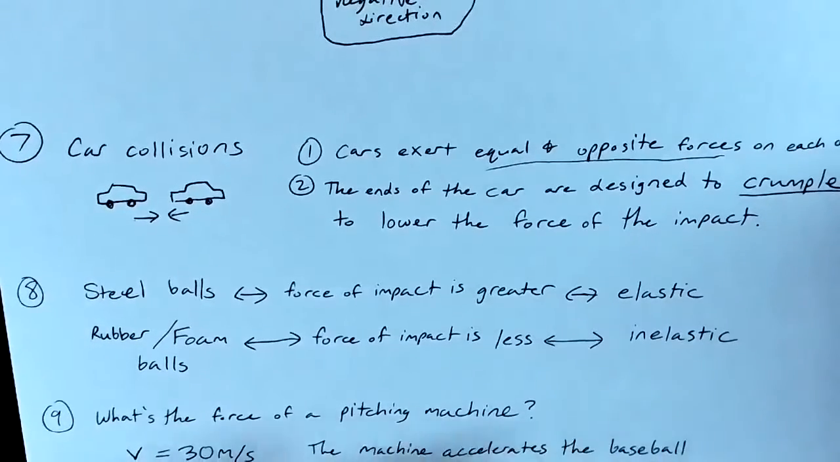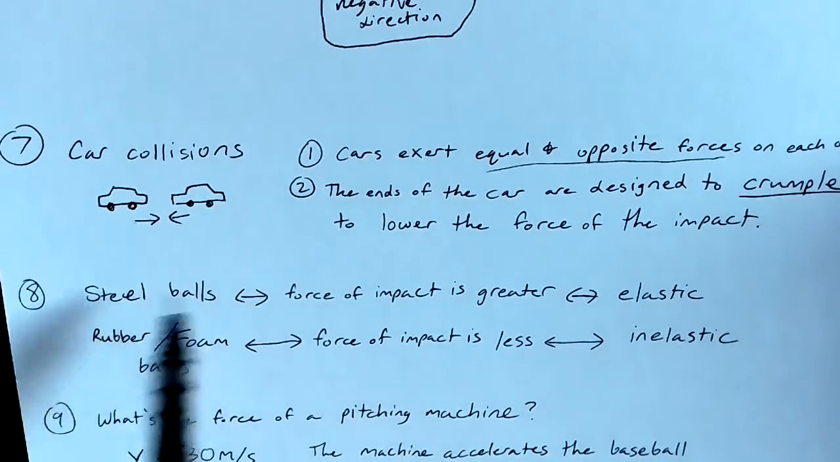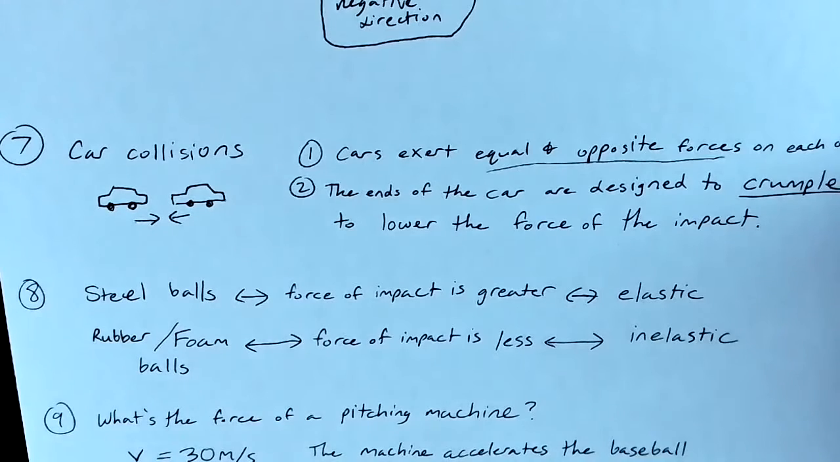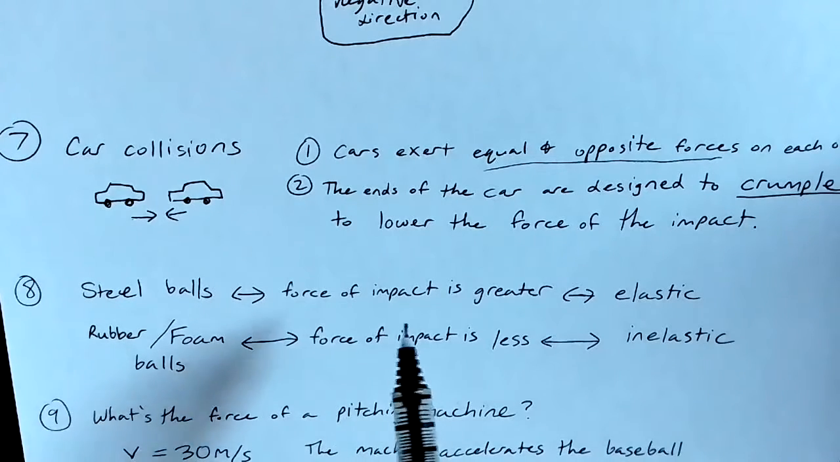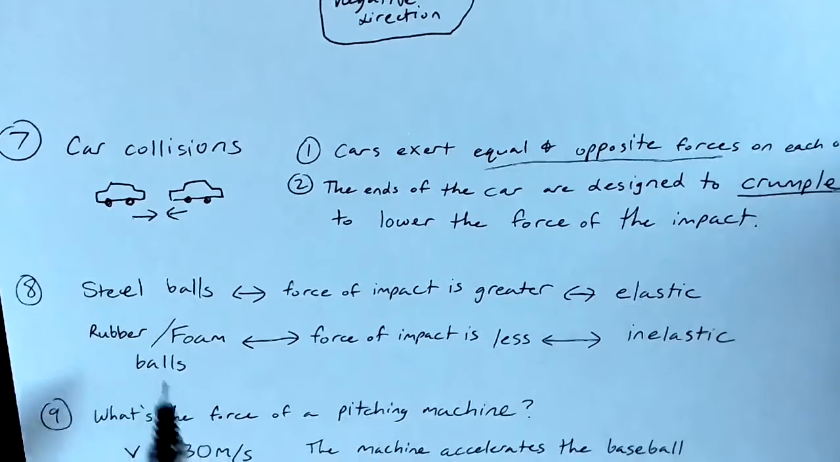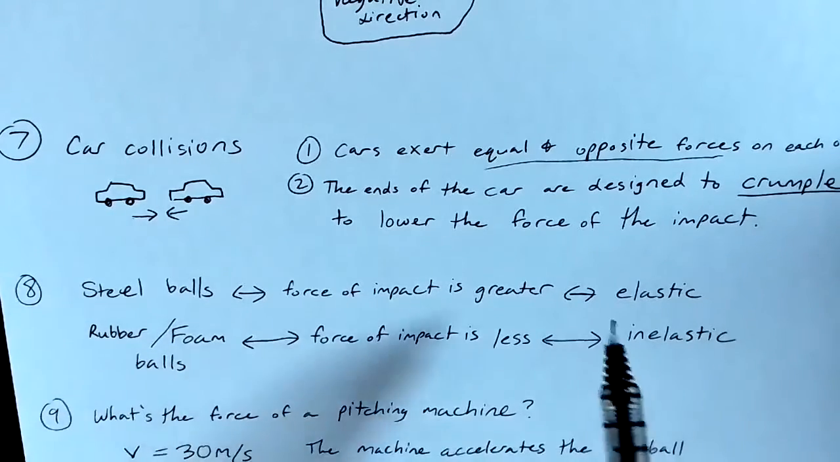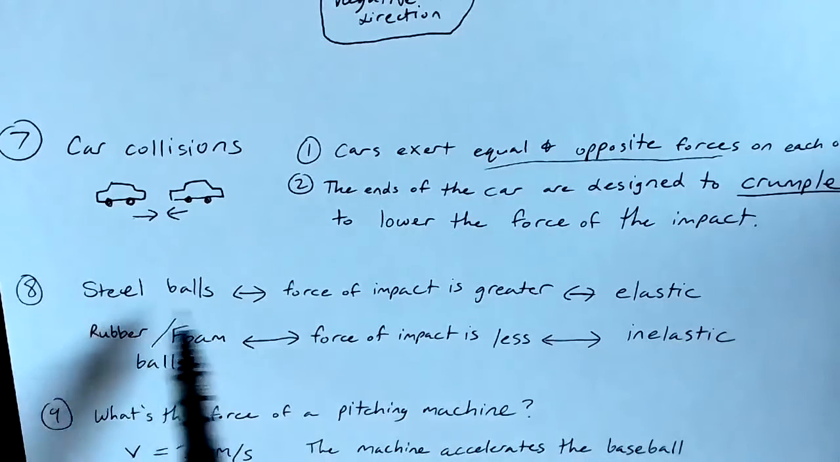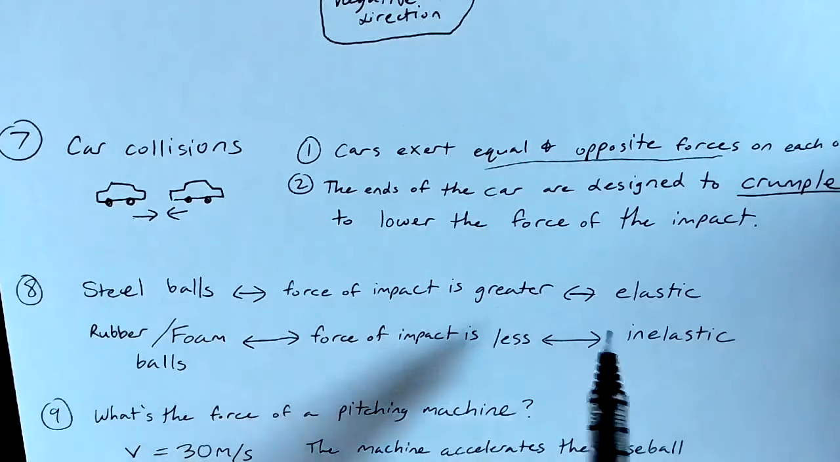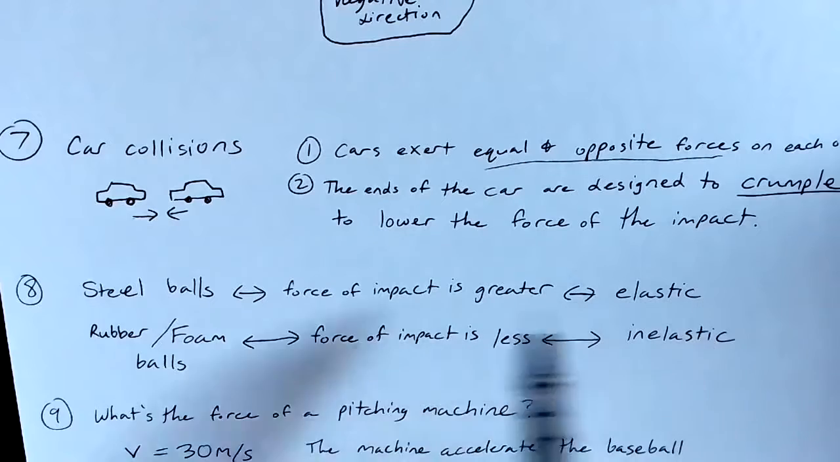Then we move on to 8. You're told about steel balls and rubber foam balls, and the main takeaway here is that these steel balls have a harder surface, so the force of the impact is greater, and because it's hard surfaces, it's elastic. So these three kind of go together. Hard surface, force of the impact is greater, elastic collision.